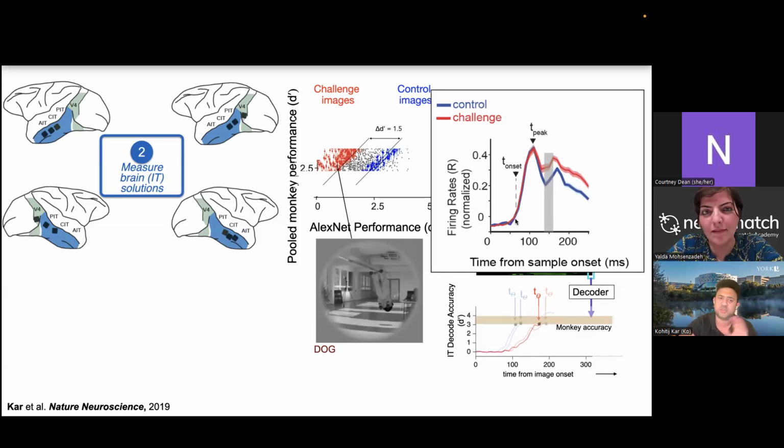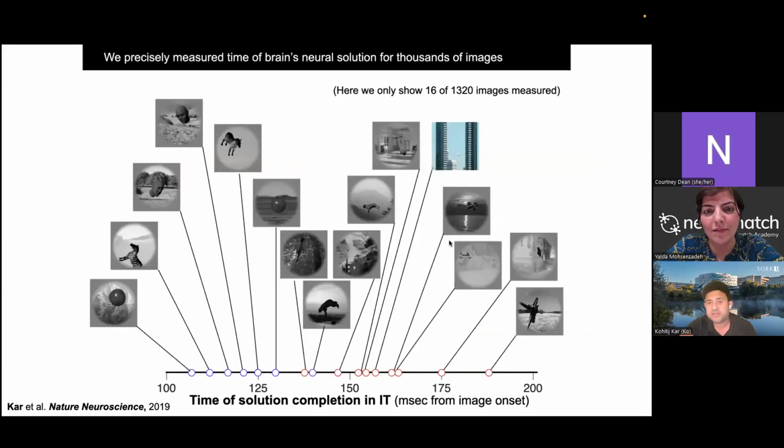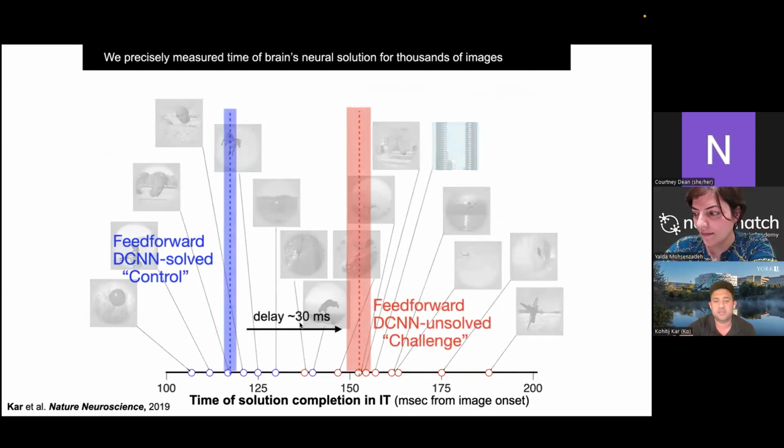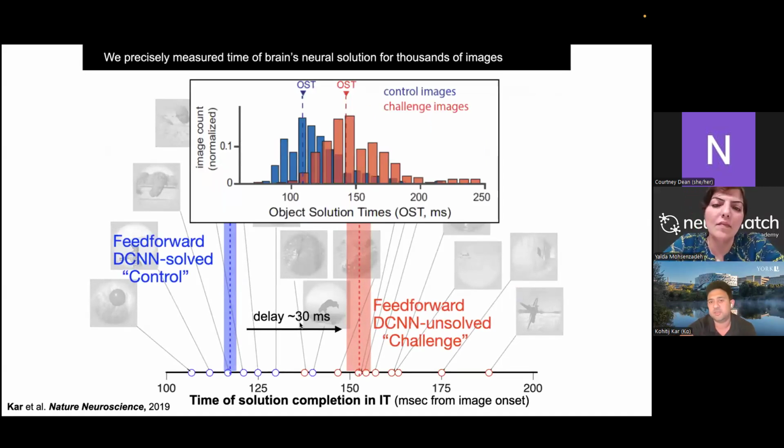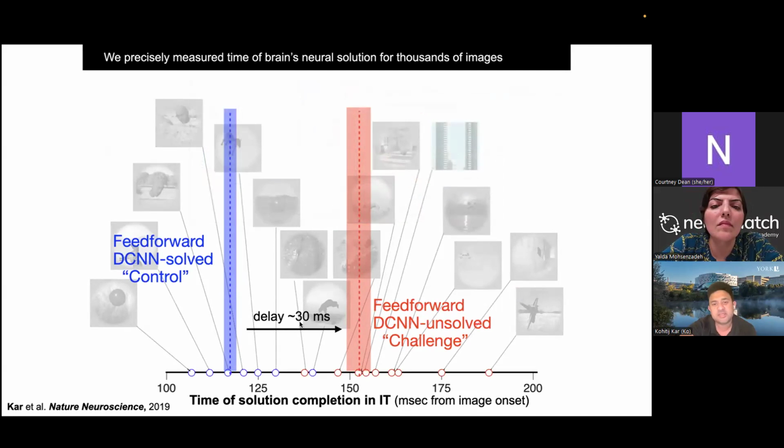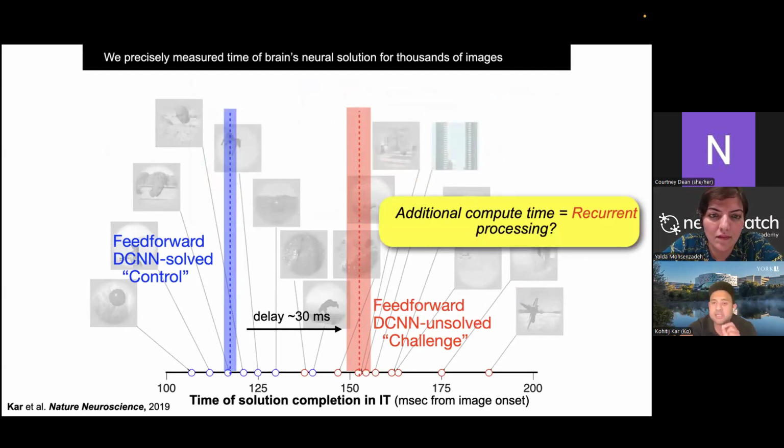There might be other explanations to this. We did a lot of control analysis to rule out multiple different explanations. You should read the paper for that. But we did measure this object solution time across multiple images, and I'm just showing you 16 examples here. Overall, there was around a 30 millisecond delay in the distribution of these two sets of images, control and challenge images. And so we think that this additional compute time might be symptomatic of recurrent processing that is happening in the system, and that the system is actually leveraging to improve its performance on those challenge images.